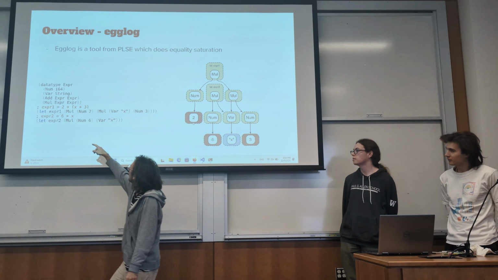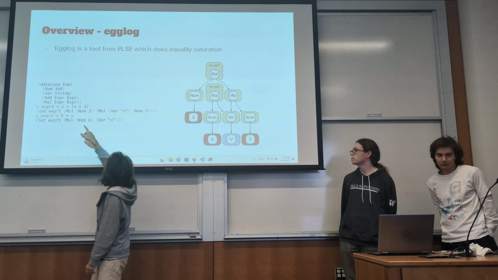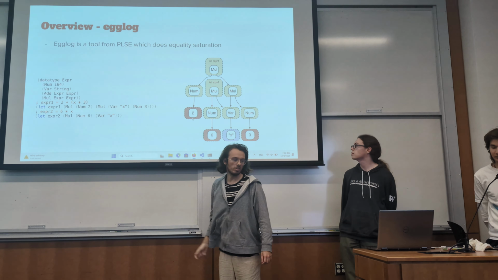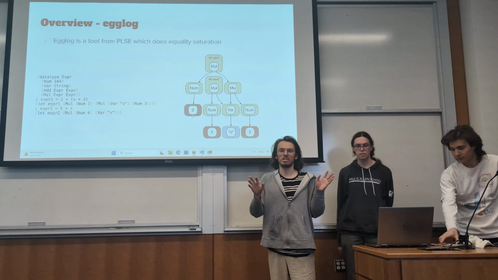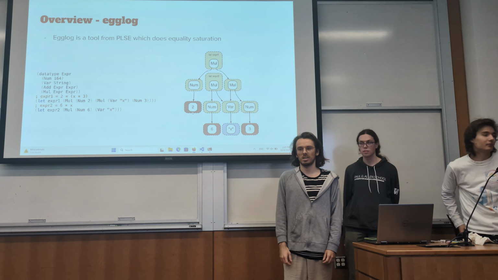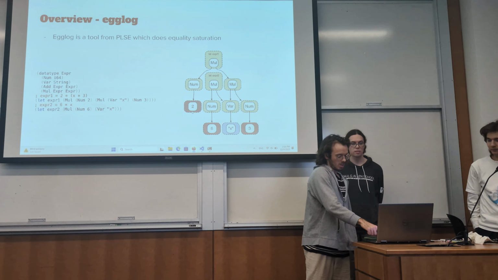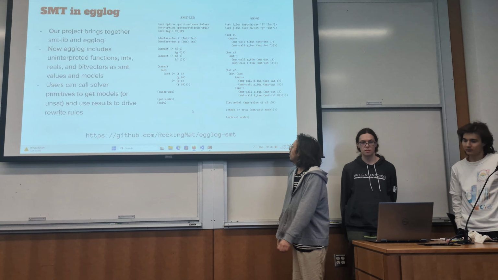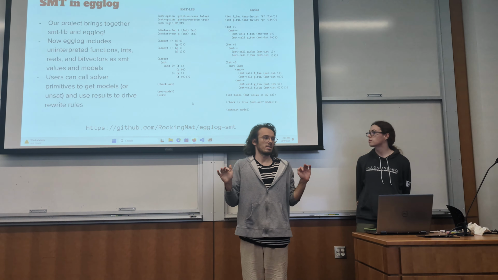So they let you write your own domain here, like numbers, write some expressions. You can turn it into a graph, and then you have rewrite rules to optimize it in some way and extract out the best program. So what we wanted to see is, could we take the best of both worlds?